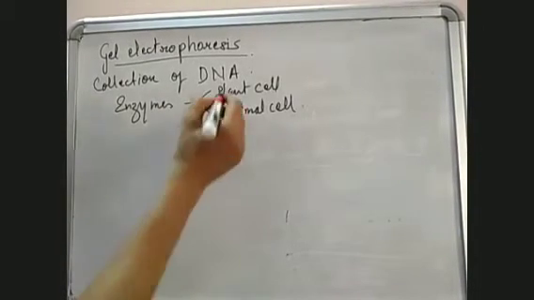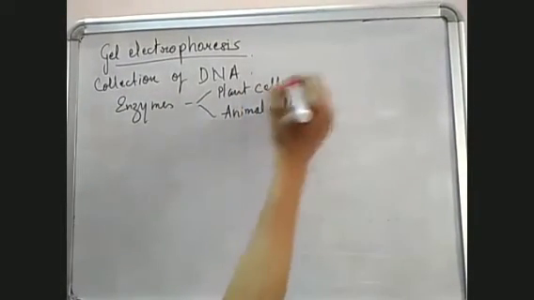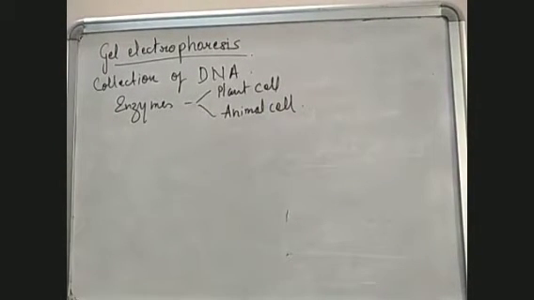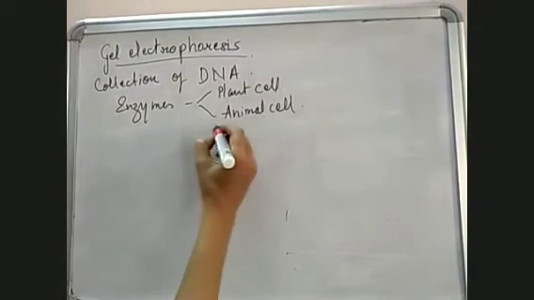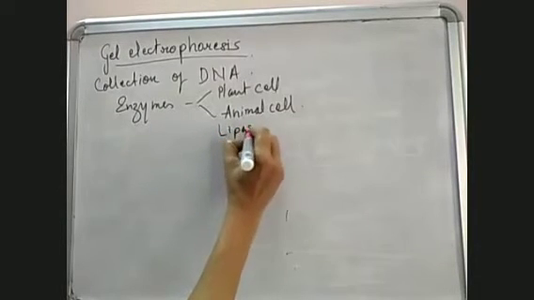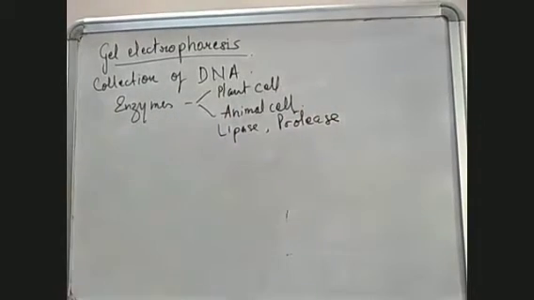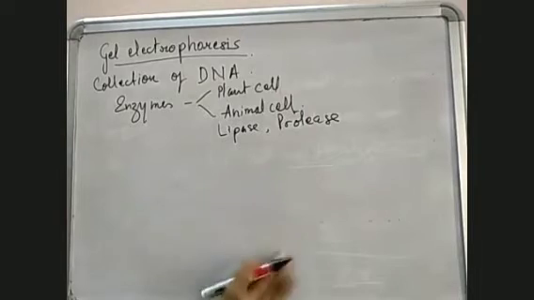So when we collect it from plant cell, what do we use? We use cellulase, we use lactase, we use lipase, we use protease. When we collect from animal cell, because animal cell has only cell membrane, in that case we use lipase and protease only. So this way the DNA is collected. After collecting DNA, what is done? The DNA is separated from its material.